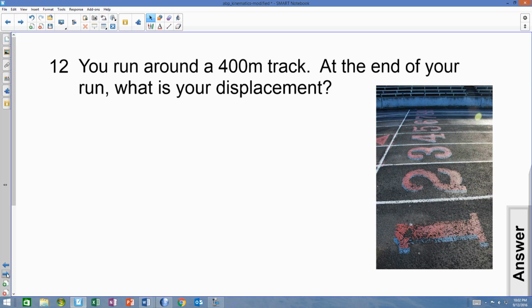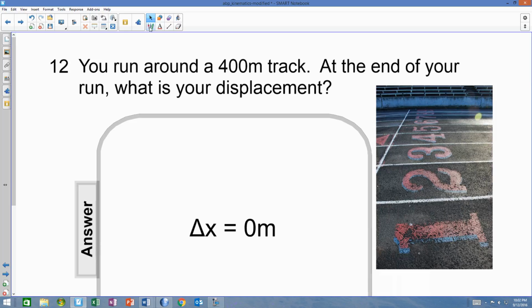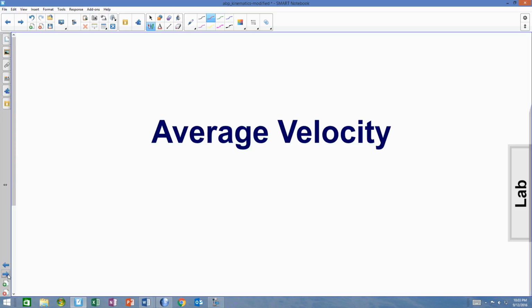You run around a 400-meter track. At the end of your run, what is your displacement? Go ahead and pause the video if you need to. Okay, so let's take a look at the answer. Your total displacement is going to be 0 meters. I'm going to add a direction because I'm adding the vector sign here. It is a vector quantity. Okay, in the next video, we're going to talk about average velocity.